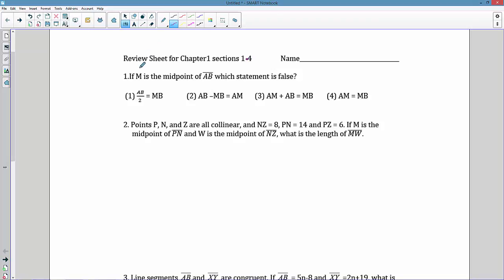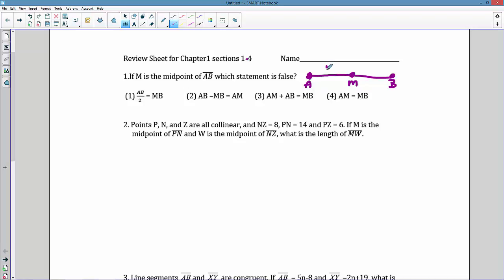Okay, let's go over the review sheet 1-4R. So the first problem is if M is the midpoint of segment AB, which statement is false? So the first thing we should do is draw a segment AB, and put an M in the middle, and make up some numbers. That'll help us tremendously if we try to understand this.